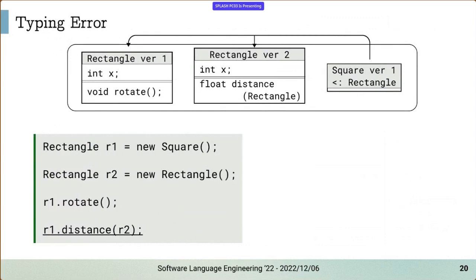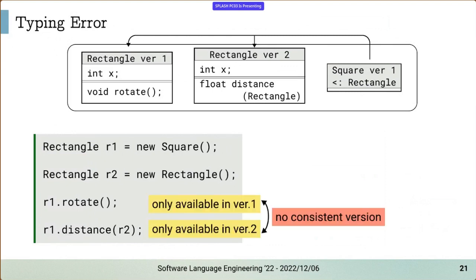Okay, and then next we will see what happens with some problematic program. In this case, instead of having R2 invoke distance, we have R1 also invoke distance. Intuitively, we can see that R1 is invoking both methods that are exclusive to version 1 and version 2, so we cannot find a consistent version for R1.